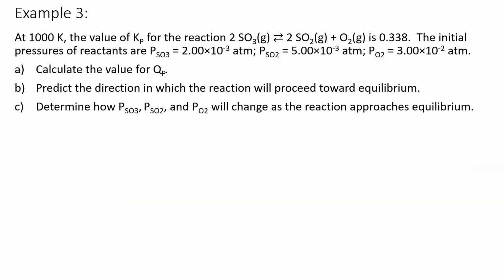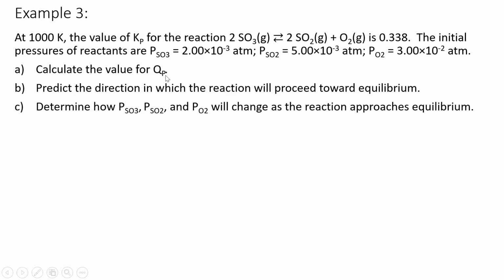Let's do an example. At 1000 Kelvin, the value of Kp for the reaction is given as 0.338. So we have K. The initial pressures are: the pressure of SO3 is 2.00 times 10 to the negative third. That's a reactant, SO3. The pressure of SO2 is 5.00 times 10 to the negative third. That's one of our products. And then PO2 is 3.00 times 10 to the negative 2 atmospheres. That's also a product. We want to calculate the value for Qp.